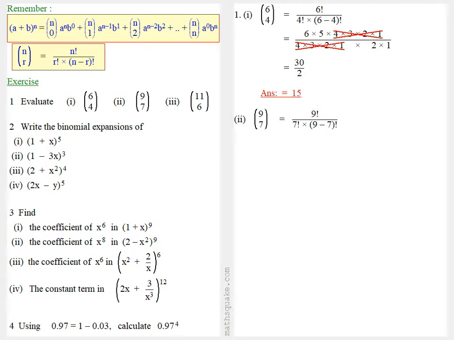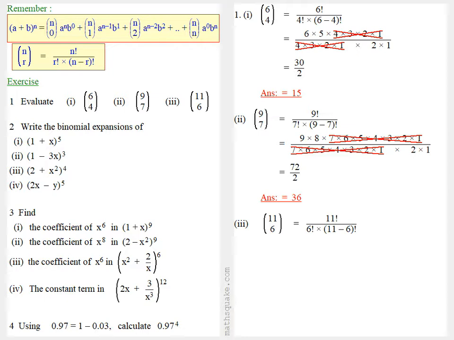In part 2, we're asked to find the value of 9C7. This is equal to 9 factorial over 7 factorial times (9 minus 7) factorial. In other words, 9 factorial over 7 factorial times 2 factorial. 9 factorial can be written out as 9 times 8 down to 1, and 7 factorial can be written as 7 times 6 down to 1. 2 factorial is 2 times 1. Now the 7 times 6 times 5 down to 1 cancels top and bottom. So we're left with 9 times 8 over 2 times 1, which is 72 over 2 or 36.